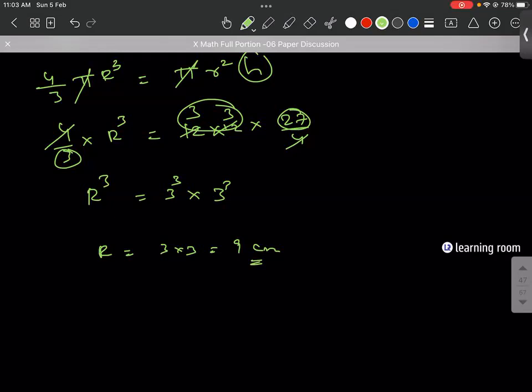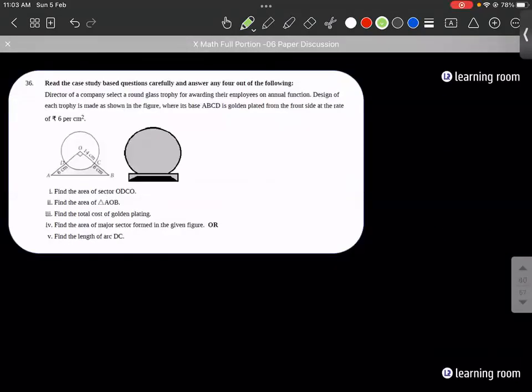Yes, sir. So here, how to solve this? Find the area of the sector ODCO.